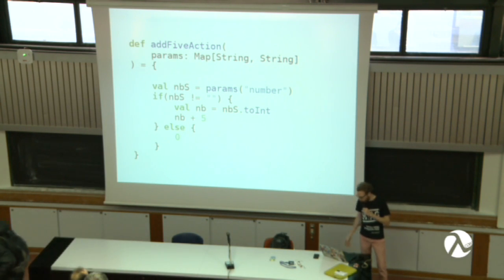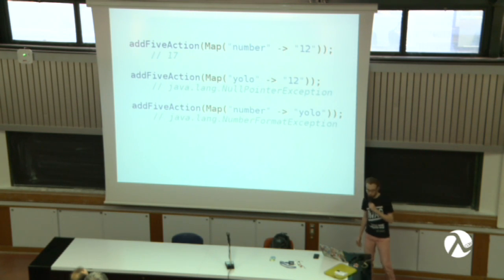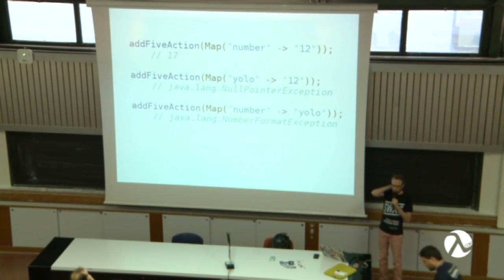So it looks like it should work, and it does indeed work in some cases. If you give it a query string with a number parameter, and this number is a series of digits, then it works. If you don't give it any parameter called number, then you get a null pointer exception. And if you give it a number parameter which is not a number, you get a number format exception.